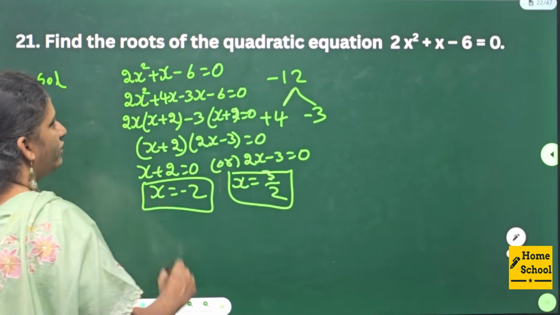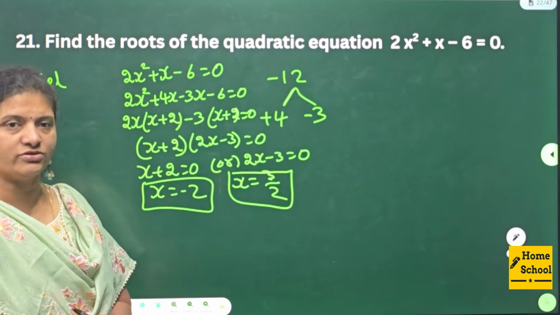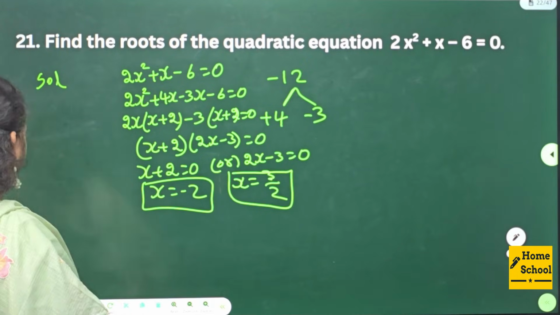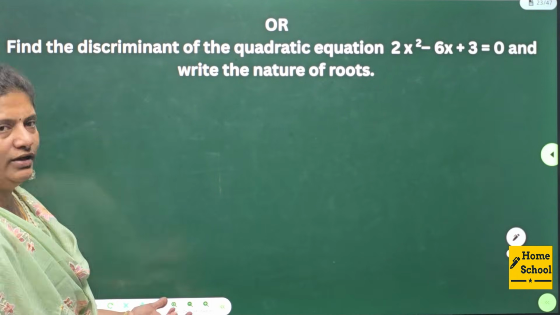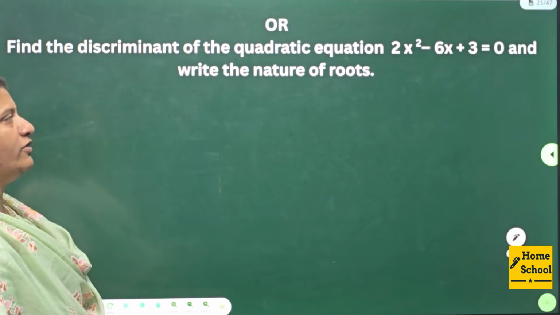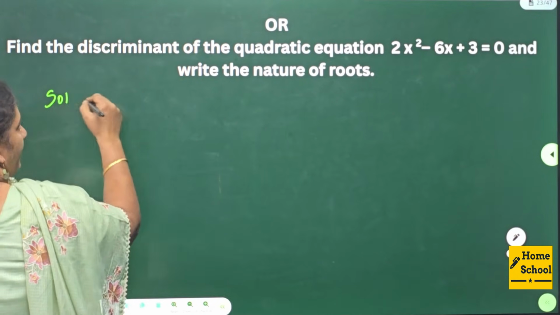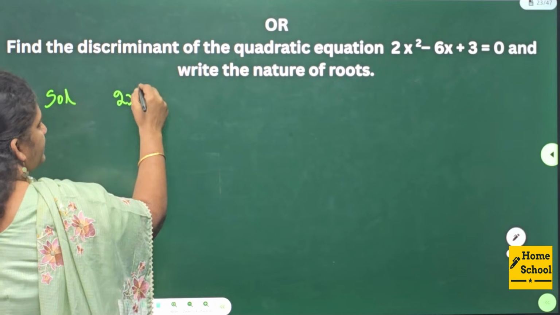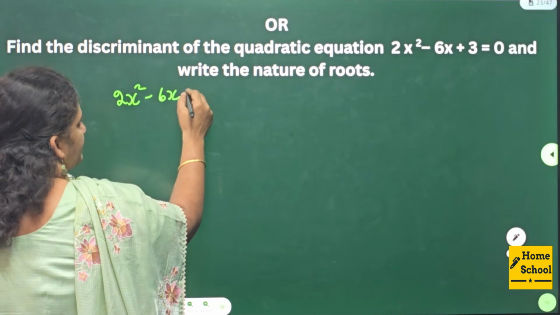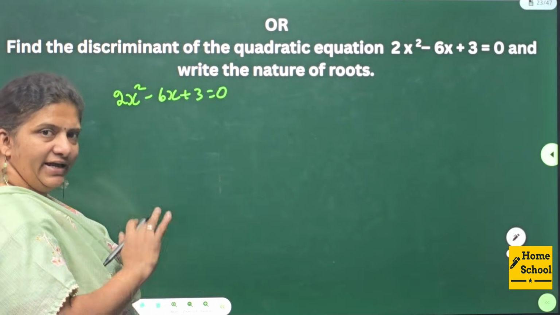What are the roots of the quadratic equation? Minus 2 and 3 by 2 are the roots of the given quadratic equation. Or, in this we have one more OR question. Find the discriminant of the quadratic equation. Given 2x square minus 6x plus 3 equal to 0. Find the discriminant and write the nature.